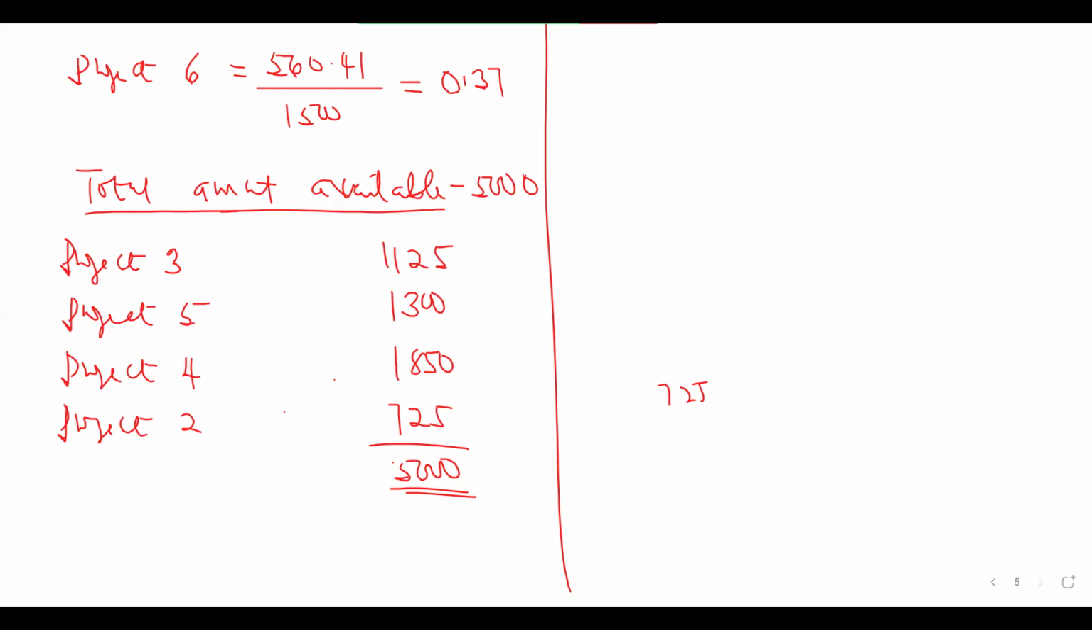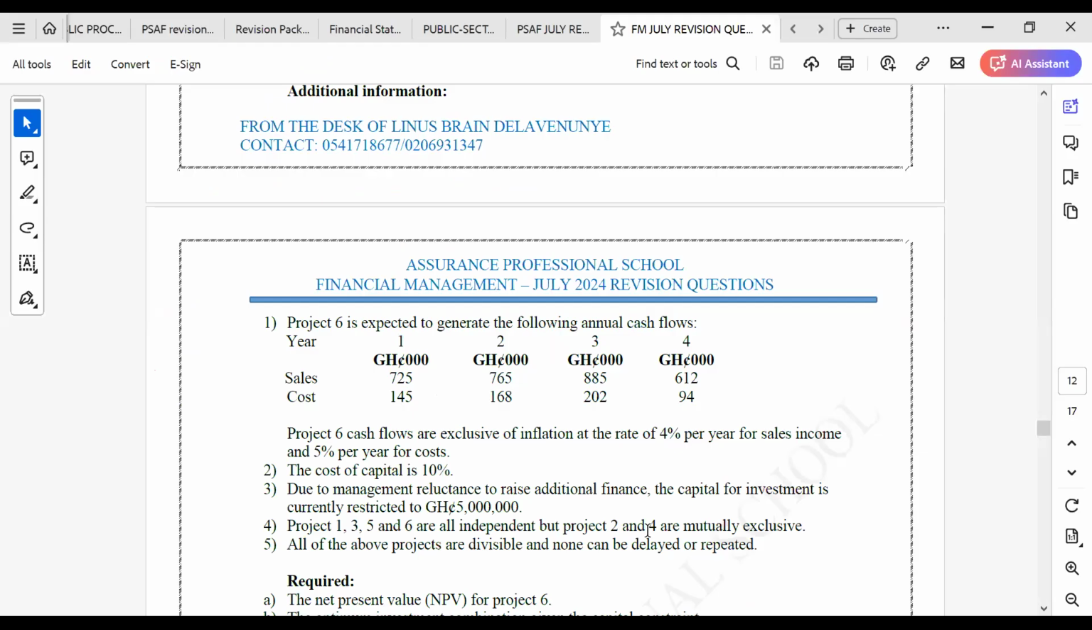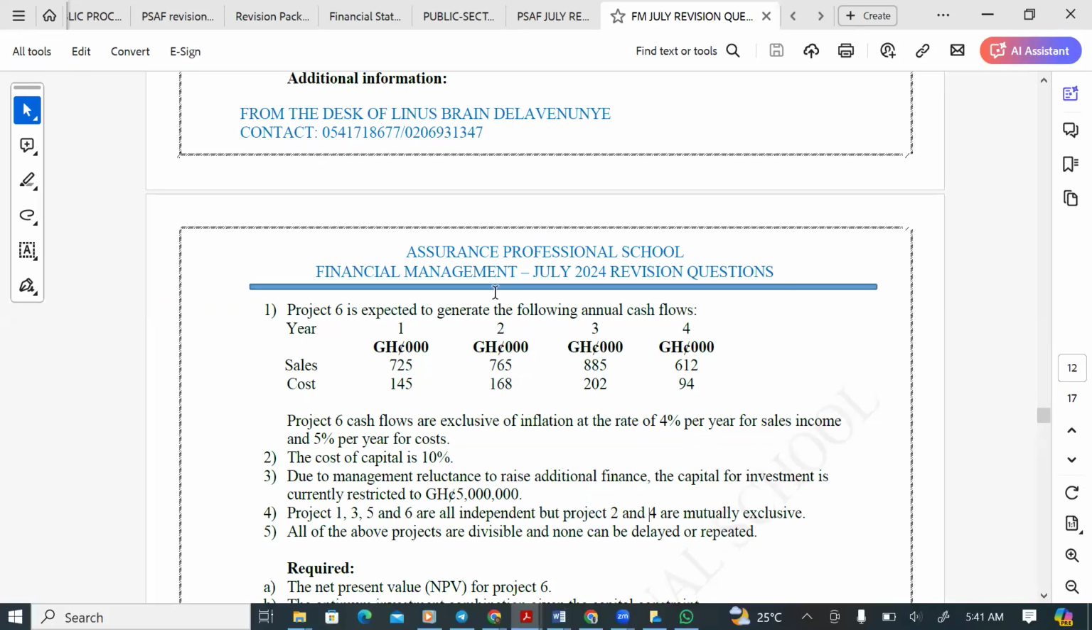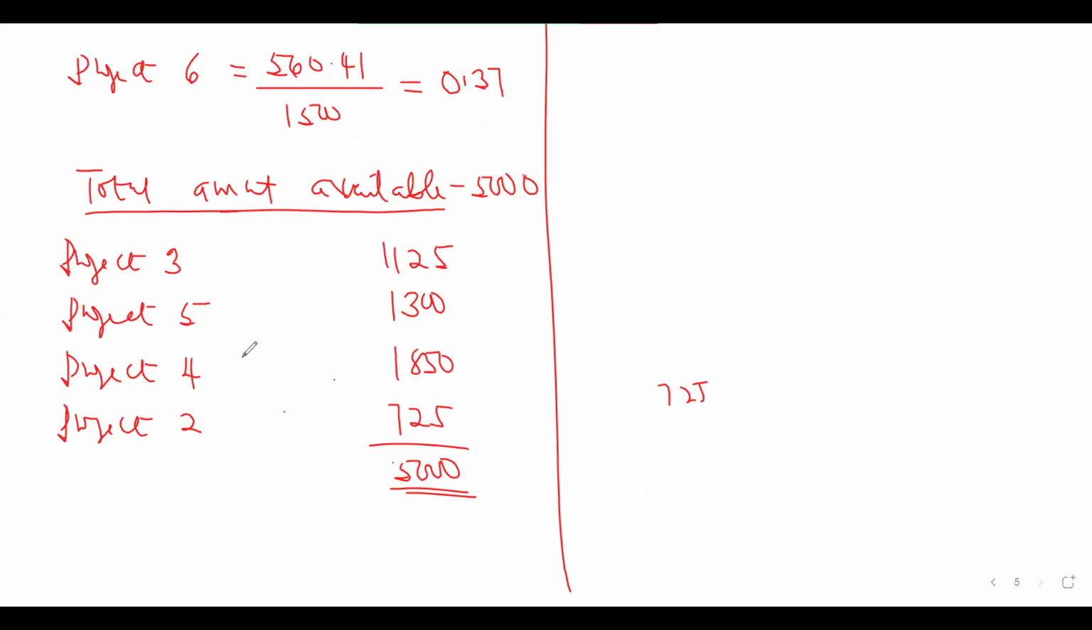Okay, 2 and 4 are mutually exclusive. If they say the projects are mutually exclusive, it means that they cannot be undertaken at the same time. So let's see whether we are undertaking project 2 and 4 at the same time. If they are, at the same time, we have to drop 1. So we have to drop which one? Project 2, because project 4 is giving us the highest one. We cannot undertake 2 and 4 at the same time.